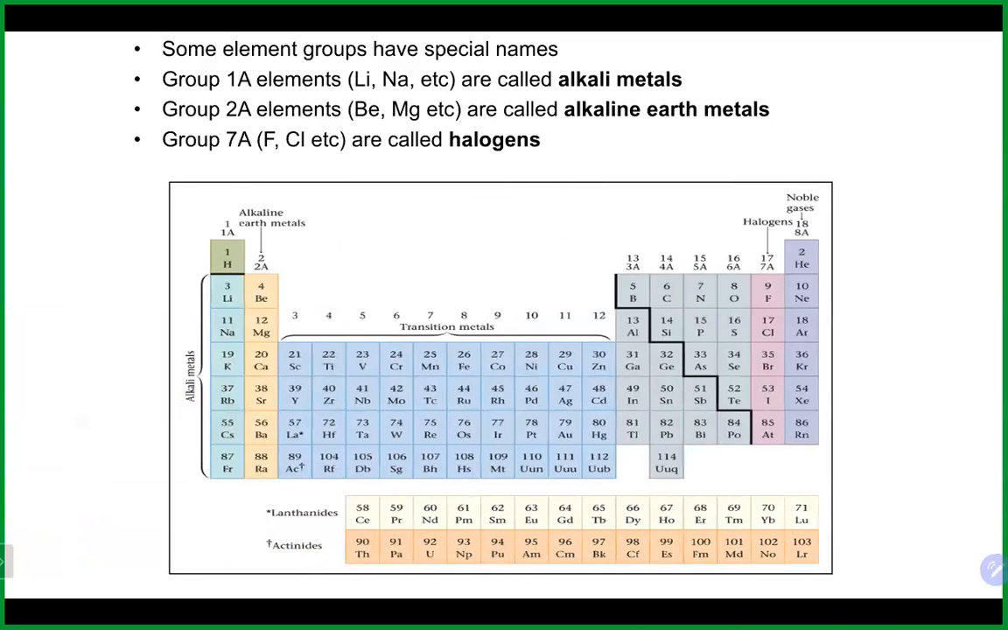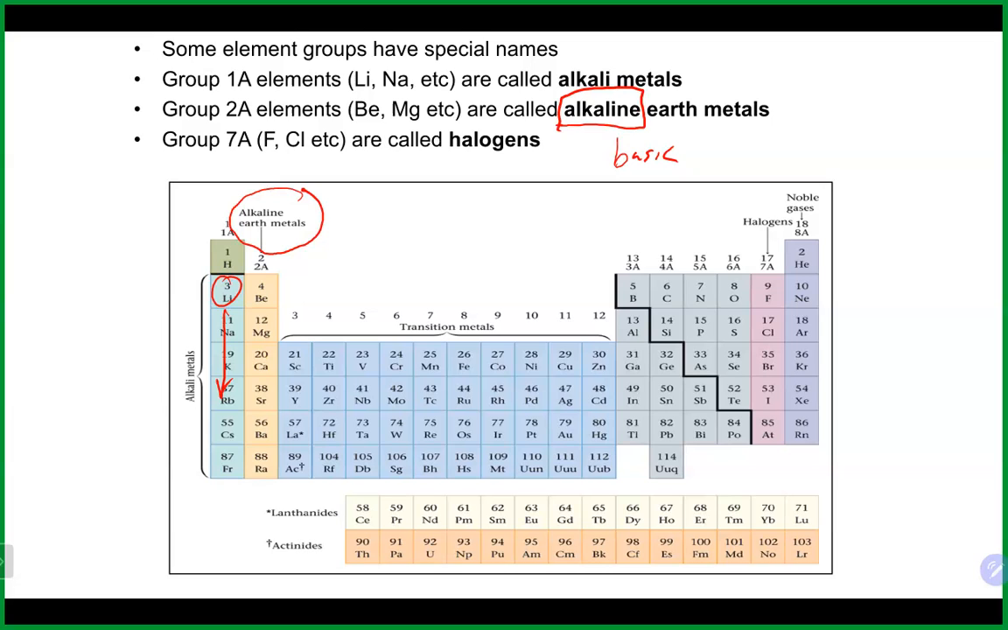Now, some groups do have special names. Starting over there at group 1, as we've just talked about with our friend lithium going down, that is the alkali metals. Right next door, beryllium, magnesium, calcium, strontium. That is the alkaline earth metals. The word alkaline means basic, and that is where we get a lot of our strong bases from. Things like sodium hydroxide, potassium hydroxide, calcium hydroxide. Basically, take any of those metals and throw a hydroxide, which is OH, onto it, and you have a base.